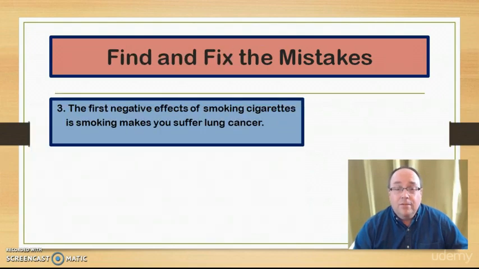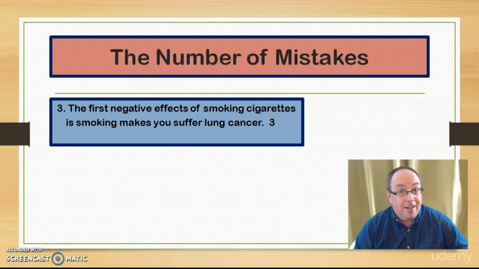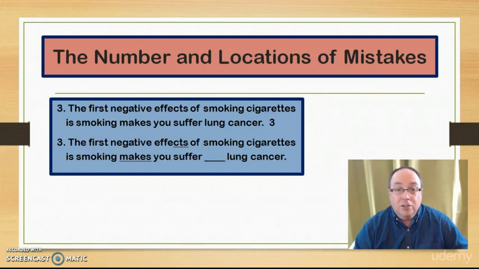The first negative effects of smoking cigarettes is smoking makes you suffer lung cancer. How many mistakes do you think are in this sentence? There are 3 mistakes. All right, I'm going to show you where they are. Can you find where they are before I show you? All right, the first mistake is with the word effects, just at the end. The next mistake is with makes, and then there's another mistake before lung cancer.